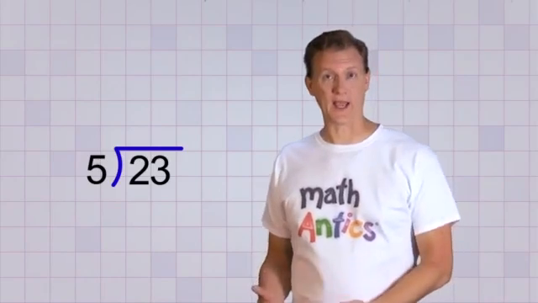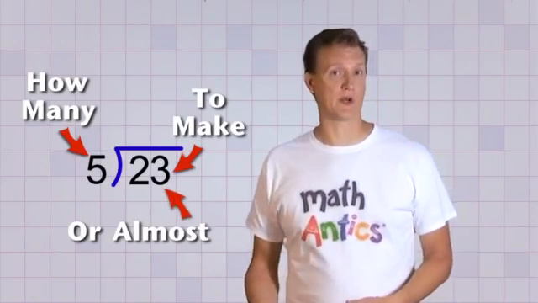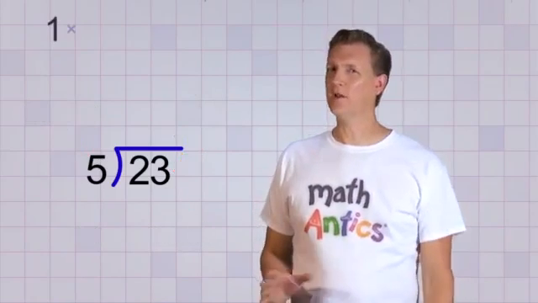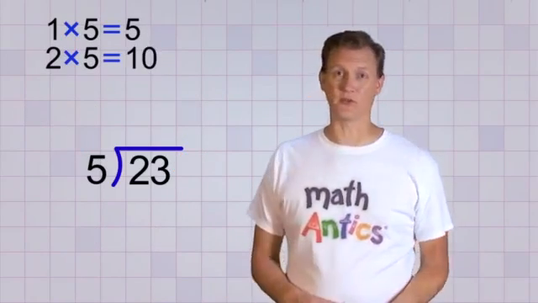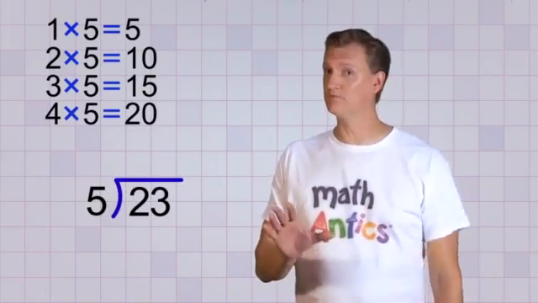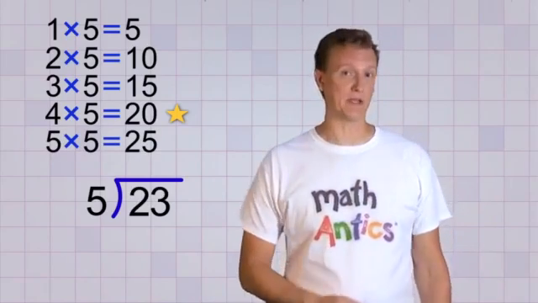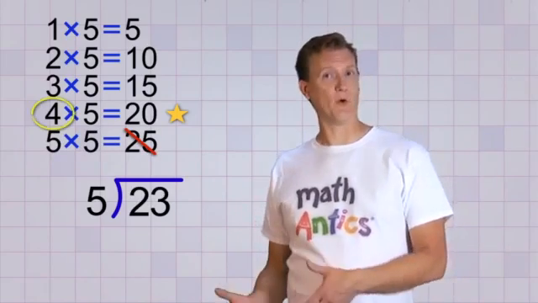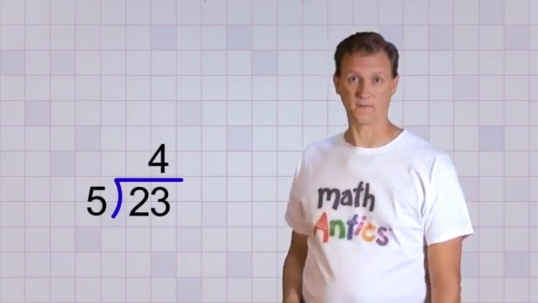Okay, so now we ask, how many 5s will it take to make 23 or almost 23? Well, 1 5 would be way too small. 2 5s is 10, that's also too small. 3 5s would be 15, 4 5s is 20. Oh, that sounds promising. Now 5 5s is 25, and that would be too much. So it sounds like 4 is a really good number to pick for our answer. So let's put that on the answer line.